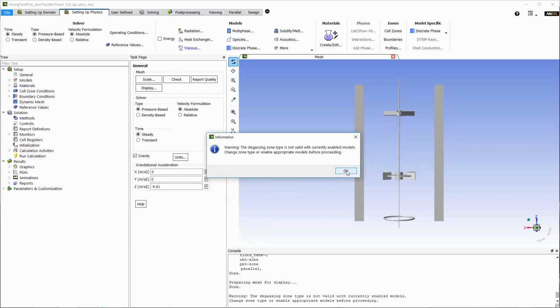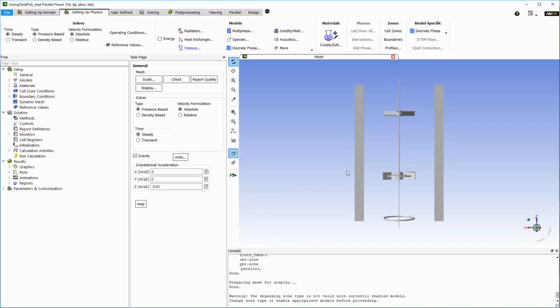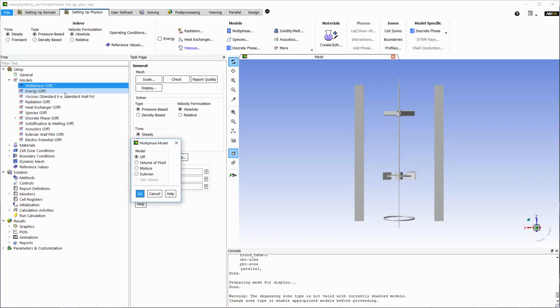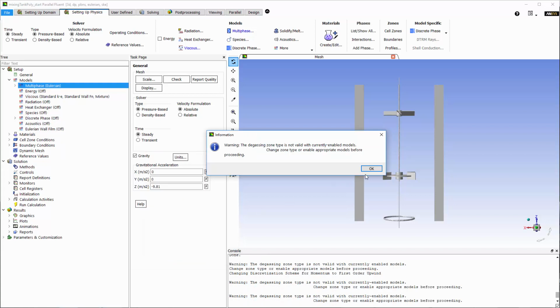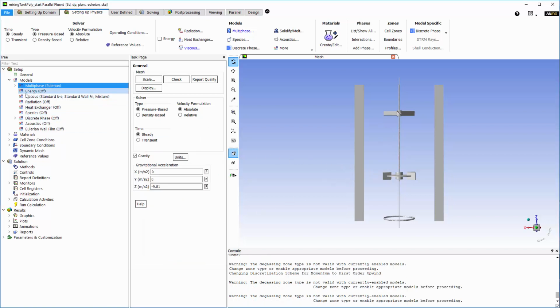This warning message isn't cause for alarm. The degassing boundary condition, which was defined within the mesh, is not appropriate for the given set of models. I can fix this by adding the multi-phase model. Since the two phases, gaseous air and liquid water, aren't in equilibrium throughout the simulation, the Eulerian model must be used. Once I activate the Eulerian model, 2 phase descriptions become available in the phases subbranch.